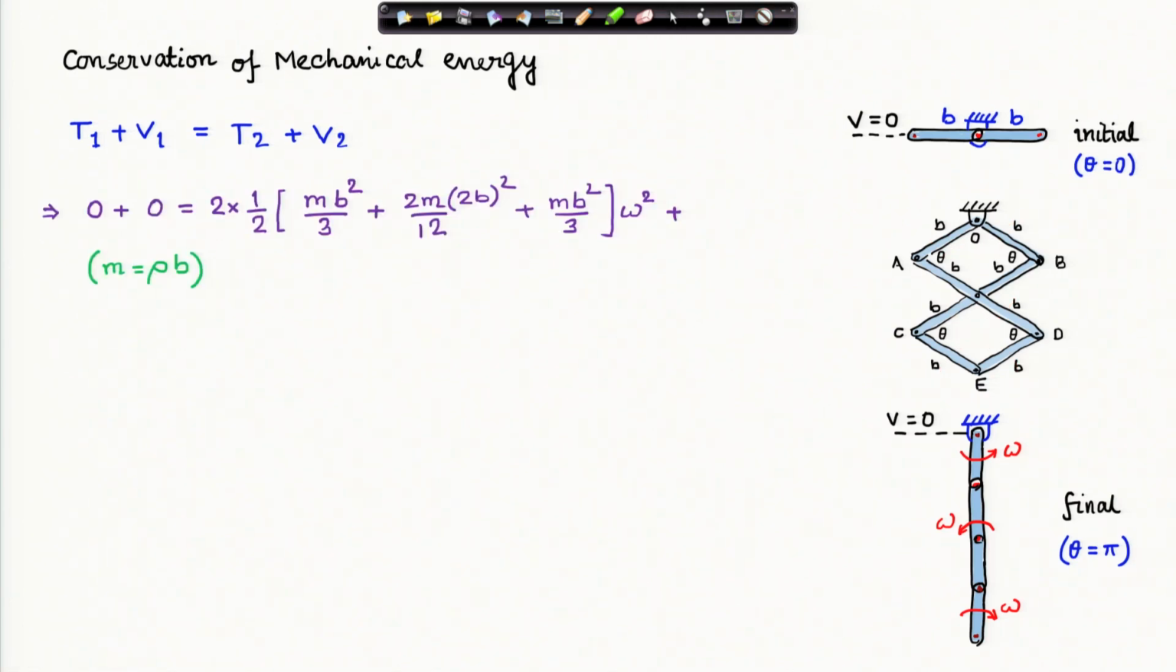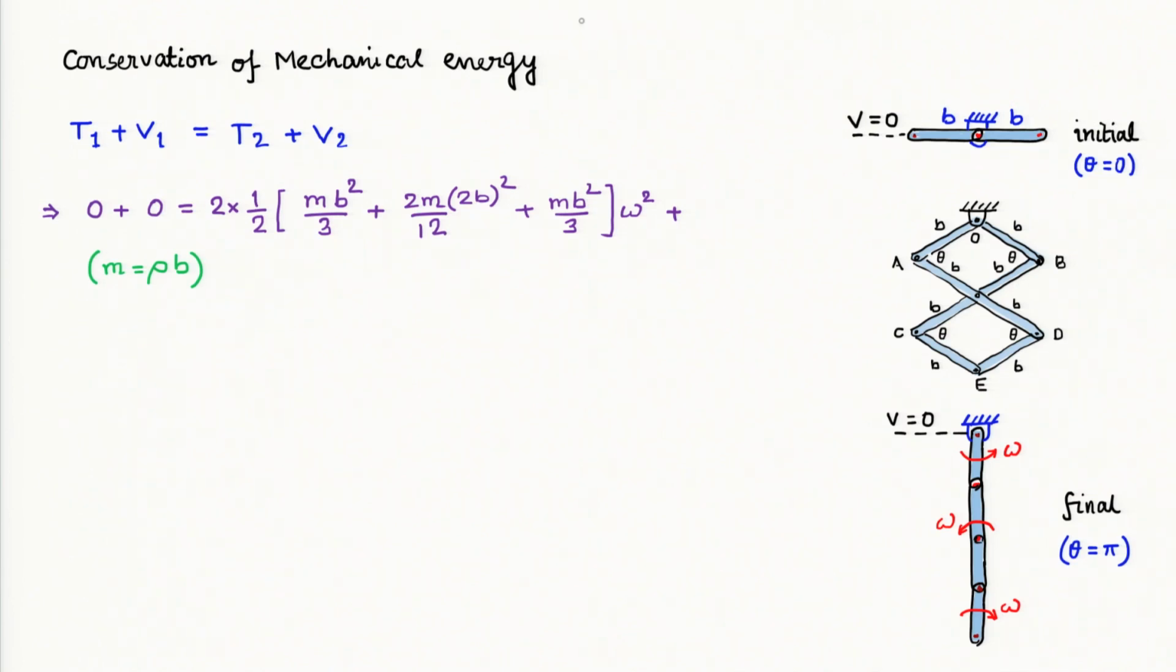The total mechanical energy at the initial state is 0 because there is no kinetic energy, and potential energy is also 0 because it coincides with the datum. In the second state, we have kinetic energy and some potential energy. Let us look at the kinetic energy expression first.